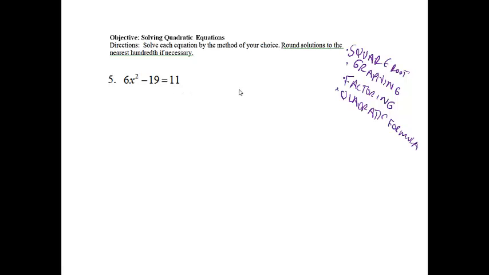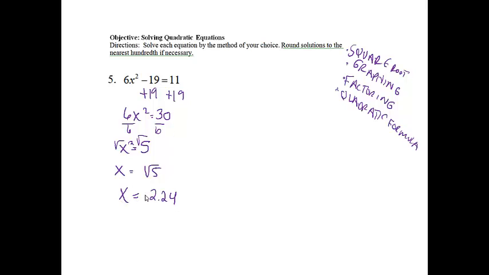I'm going to actually work this one using square roots because the x term is missing. So if I'm going to solve this using square roots, I want to get the x squared by itself. So I'm going to add 19 to both sides. So I will get 6x squared equals 30. And then we'll divide both sides by 6. So I'll get x squared is equal to 5. And then to get rid of the square, we'll take the square root of both sides. I'll get x equals 2.24, and obviously we don't forget our positive negative. So that would be the answer.